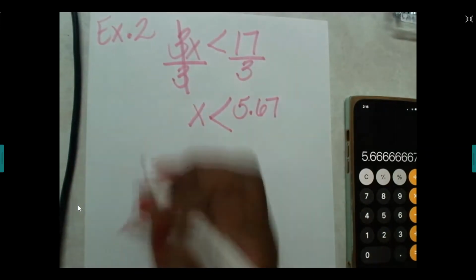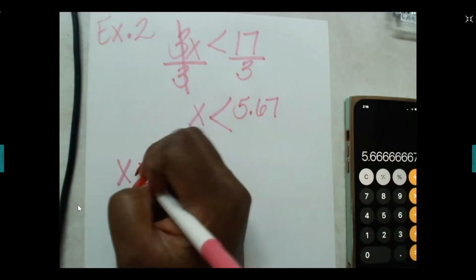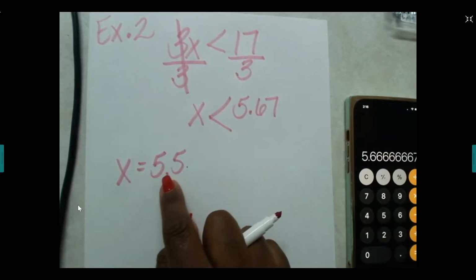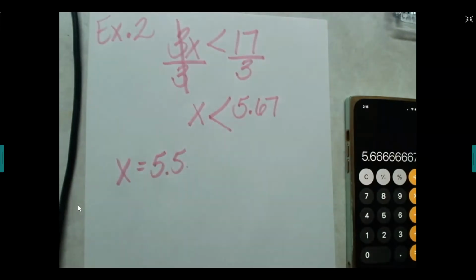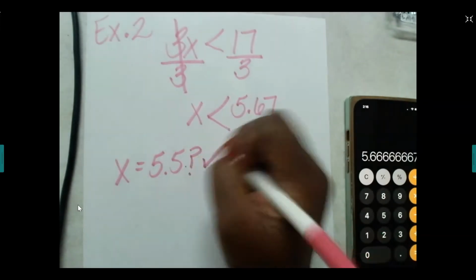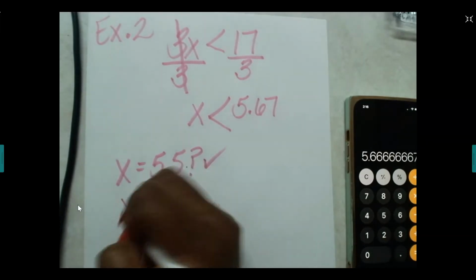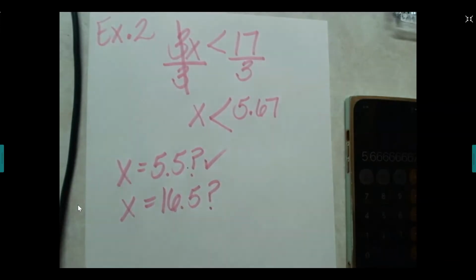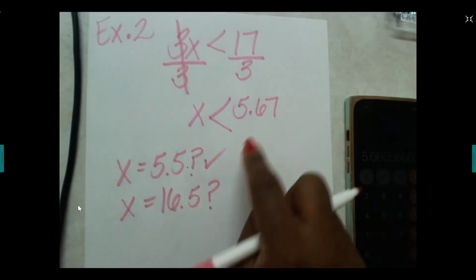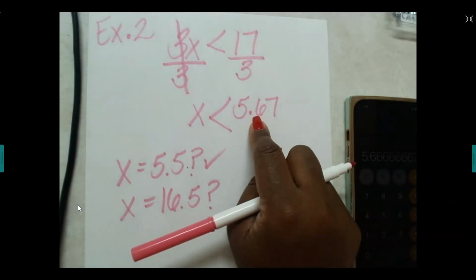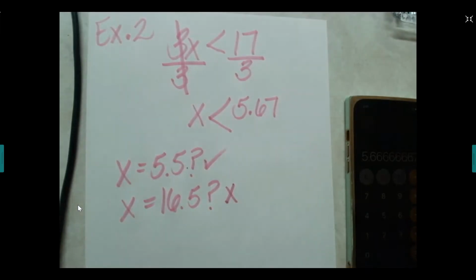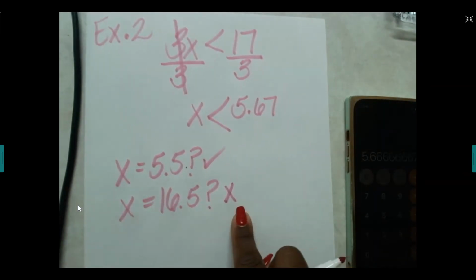5.67. So, could x be 5.5? Well, is 5.5 less than 5.67? You'd better believe it. Could x be 16.5? Well, is 16.5 less than 5.67? No, it's greater than. So, that solution won't work.